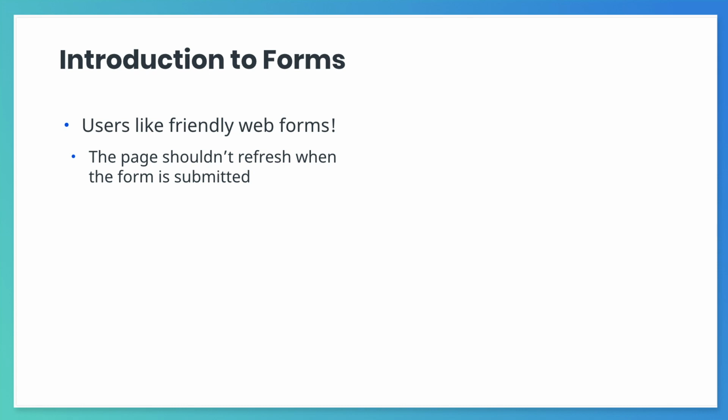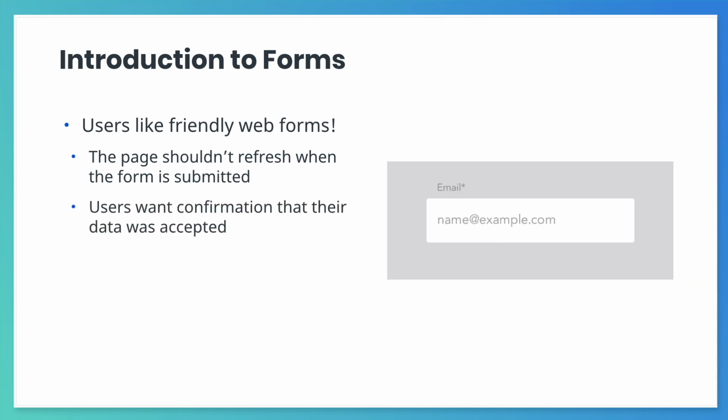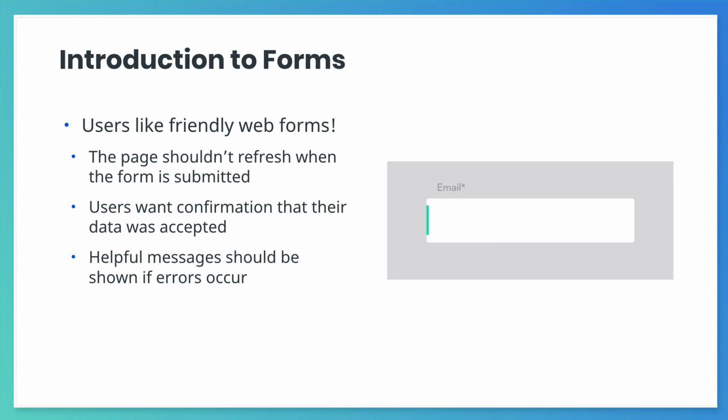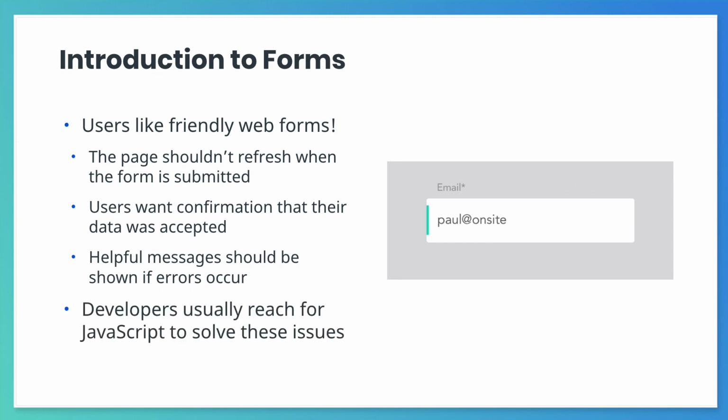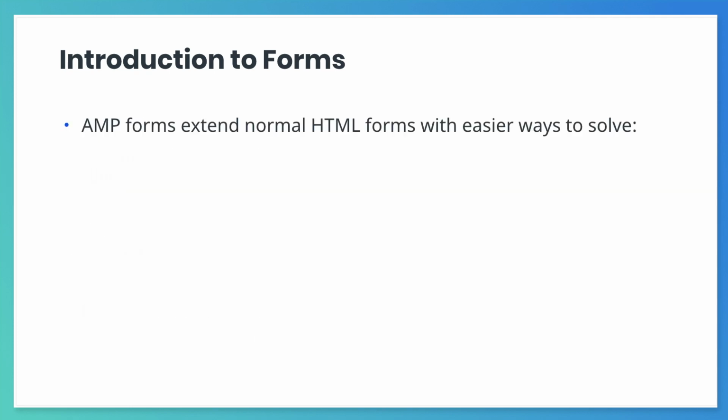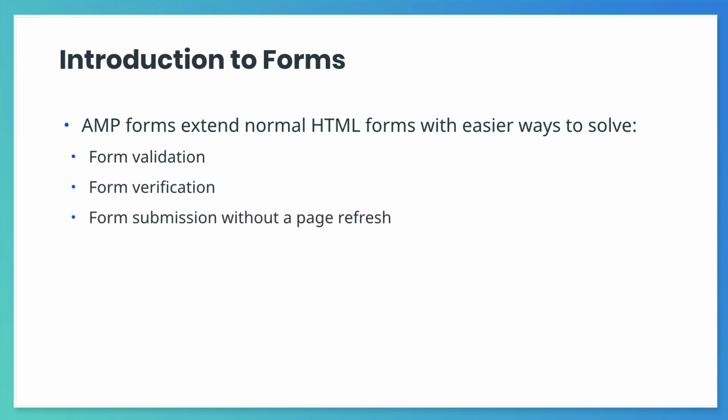Users want to see helpful messages. They want to know when their form data was accepted or when an error occurred. Now, to provide these features, usually developers have to reach for JavaScript, Ajax, and similar technologies. AMP forms extend the behavior of normal HTML forms by providing easier ways to perform things like form validation, form verification, form submission without a page refresh, and success and error messages.